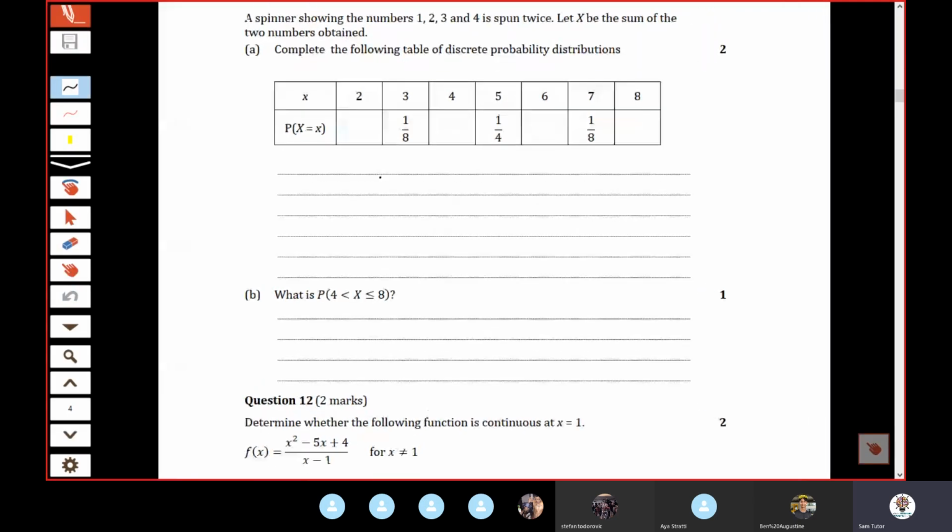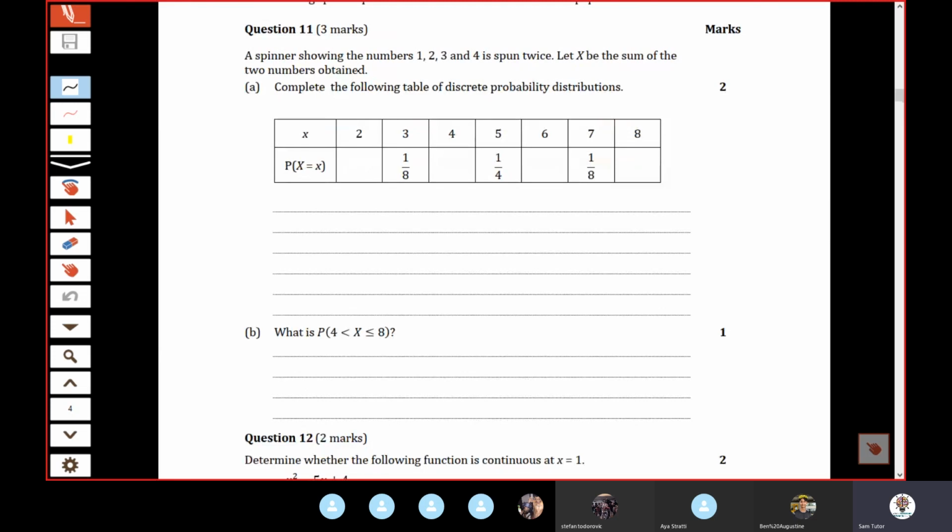This is worth 3 marks. A spinner is showing the numbers 1, 2, 3, 4, and it's spun twice. Let X be the sum of the 2 numbers obtained. So you can get 1 plus 1, which is 2, 1 plus 2, which is 3, 1 plus 3, which is 4, 1 plus 4, which is 5, 2 plus 3, which is also 5, 2 plus 4, which is 6, 3 plus 4, which is 7, and then 4 plus 4, which is 8. Complete the following table of discrete probability distributions.